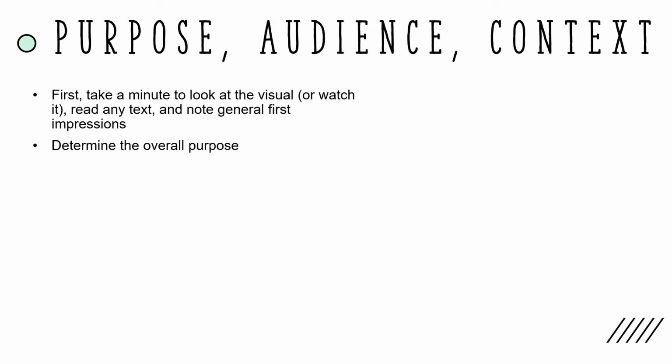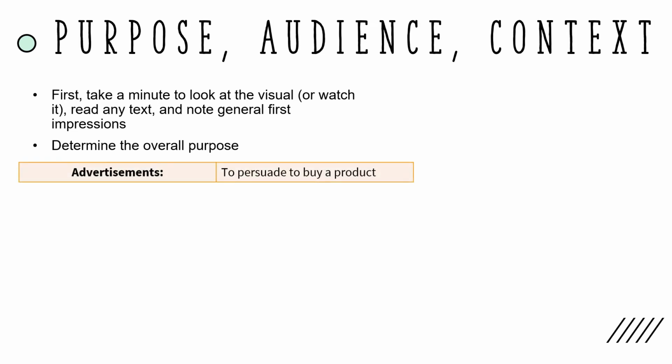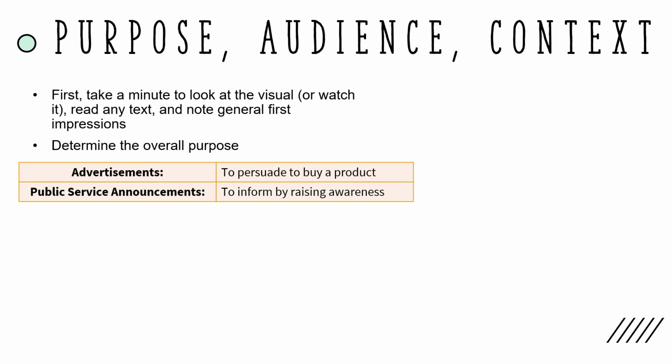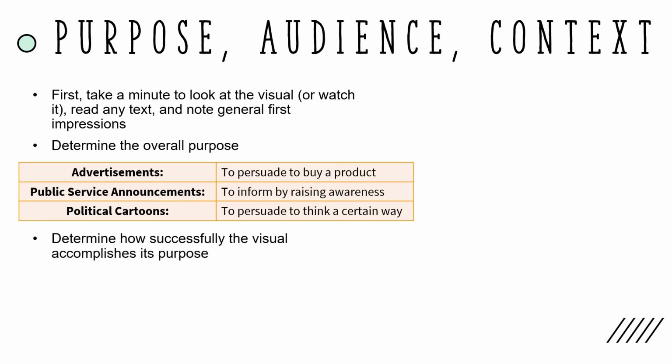For the most part, advertisements attempt to persuade people to buy a product. Public service announcements are used to inform the public by raising awareness about an issue, and political cartoons are used to persuade people to think a certain way about politics or politicians. When analyzing a visual, your goal should be to determine how successfully it accomplishes its purpose.